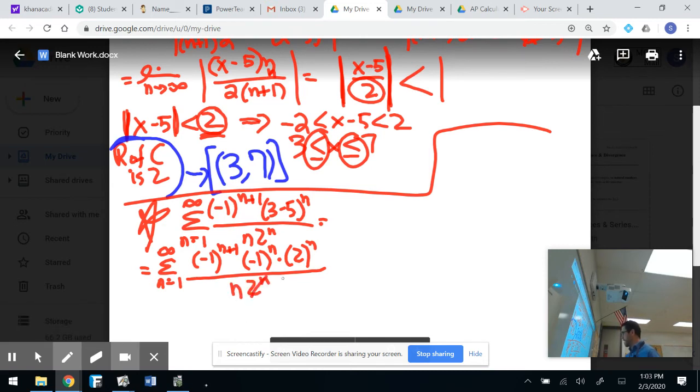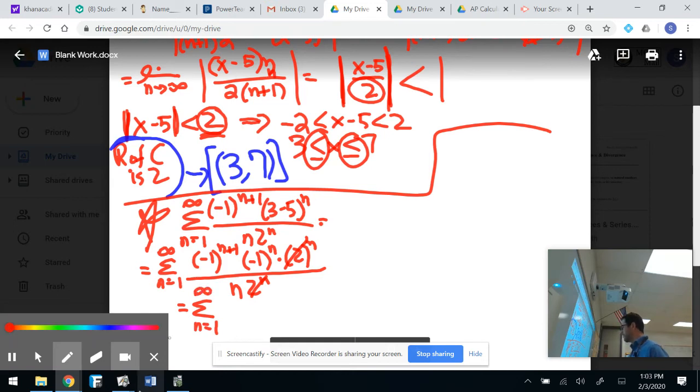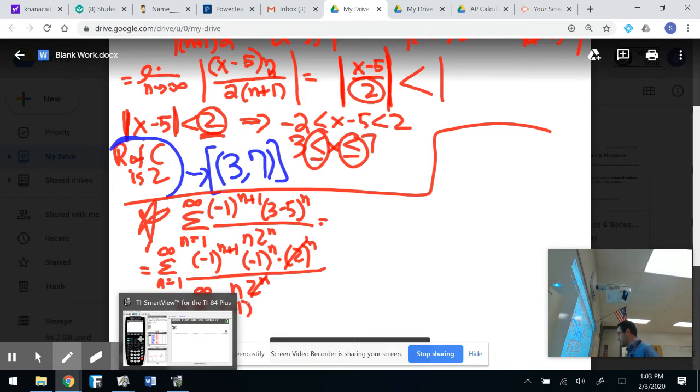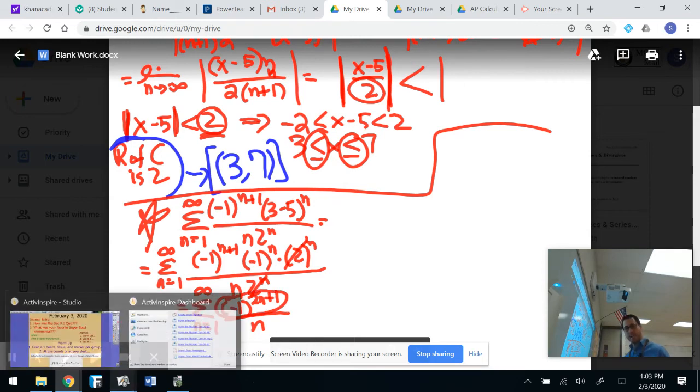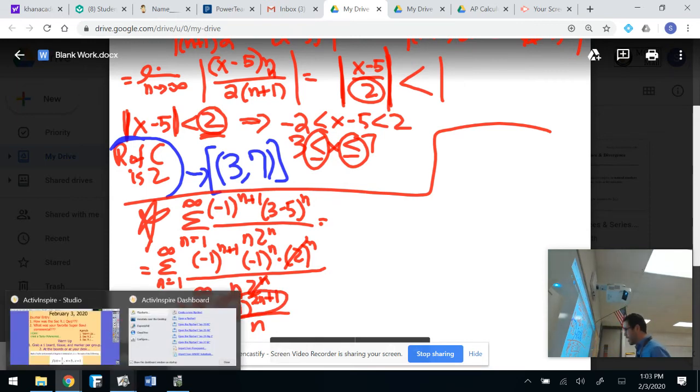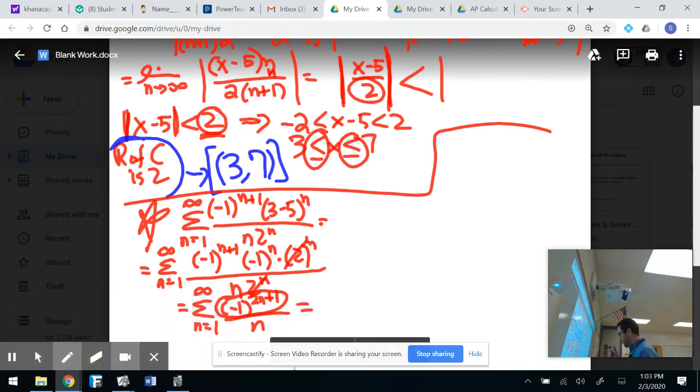The next thing I want to do is I have these negative 1s up there, and they're the same base. So if they're the same base, I can combine them. Whenever we combine, we add exponents. So that's going to give me a 2 to the n plus 1 all over n. And then if I really want to inspect further, is this indeed an alternator? Because then I would have to do the alternating series test. Is that an alternator? Well, 2n plus 1. If I put in a 1, a 2, a 3, a 4, a 5, a 6, a 7, an 8, a 9, and a 10, what do I get?